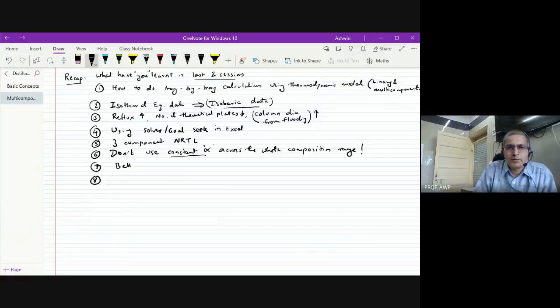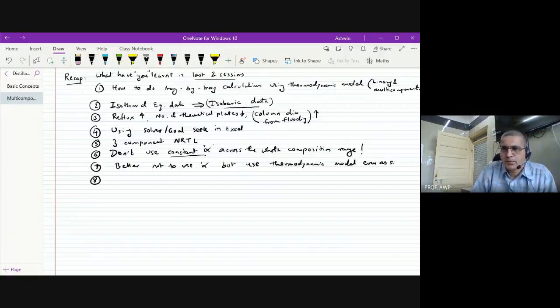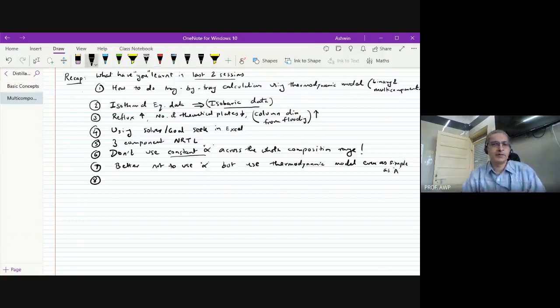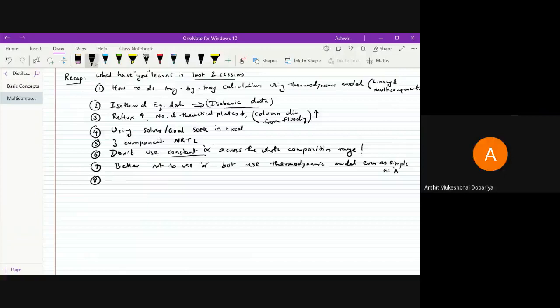Better not to use constant alpha, but use thermodynamic models, even as simple as a one-parameter model. Have we learned this or not? Nobody's convinced yet? Yes, sir. Yes, sir. Okay.